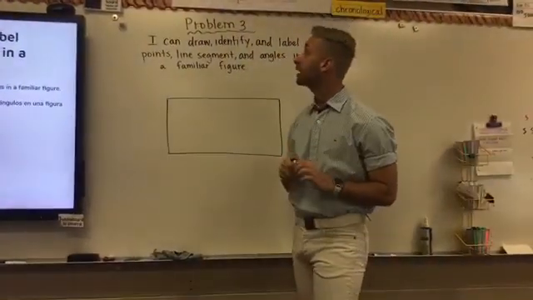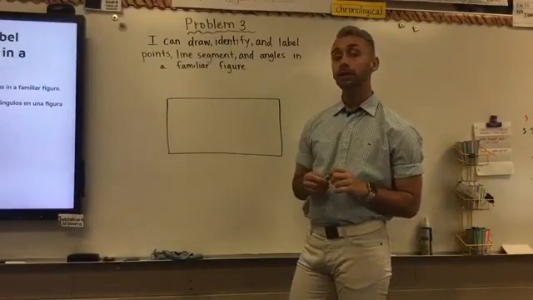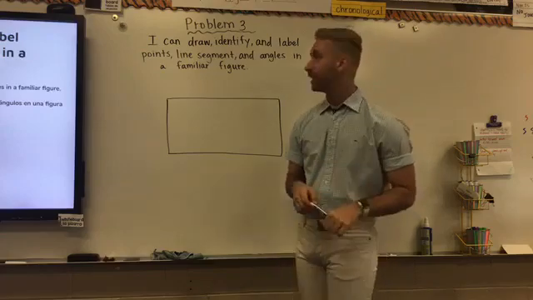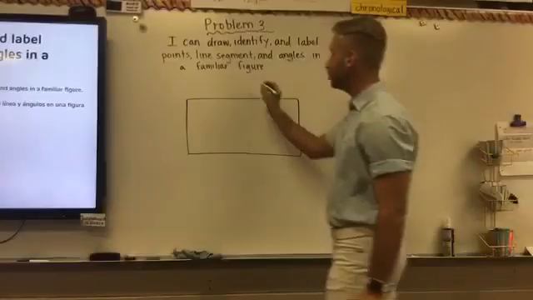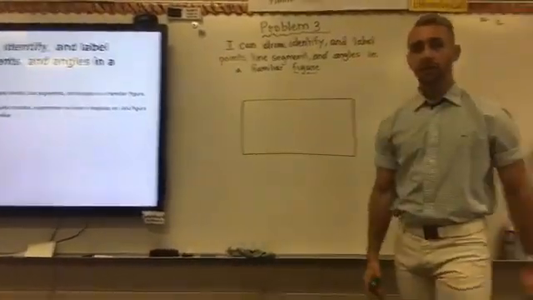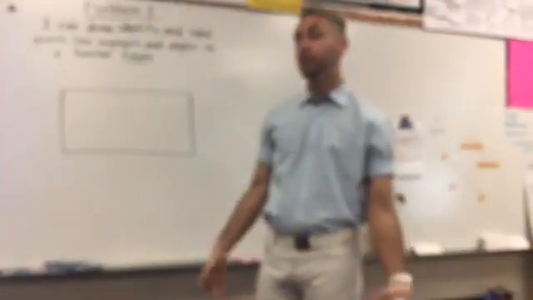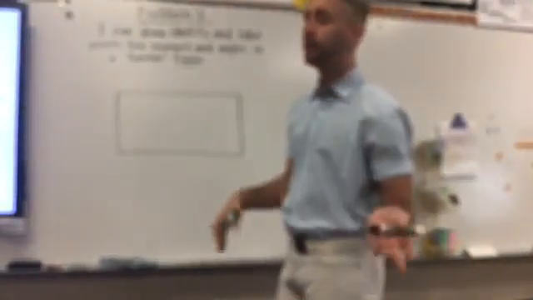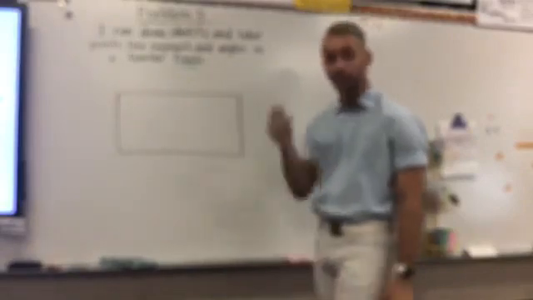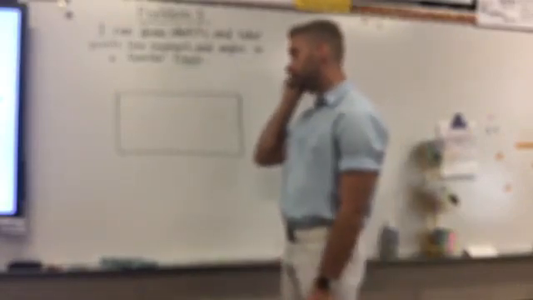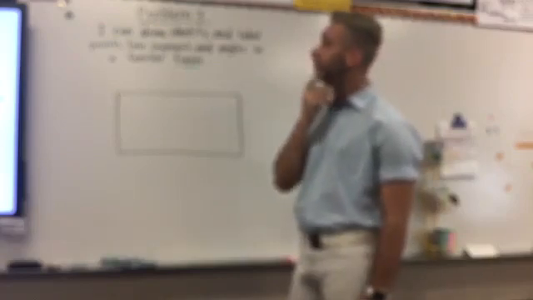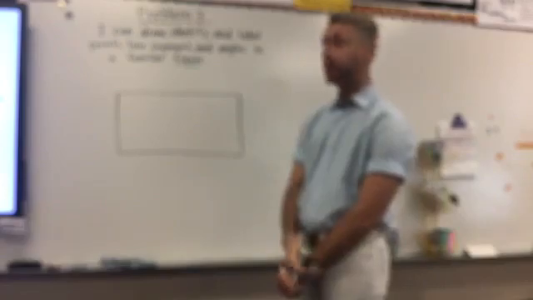Your learning target says I can draw, identify, and label points, line segments, and angles of a familiar figure. Now this word right here, figure, I want you to think about what it means, okay? Sometimes we might see a word and they might use it for another meaning and you may not have a clear idea exactly what it means. So think about what it's talking about here. I can draw, identify, and label points, line segments, and angles in a familiar figure. When you see figure, it's kind of like a shape.